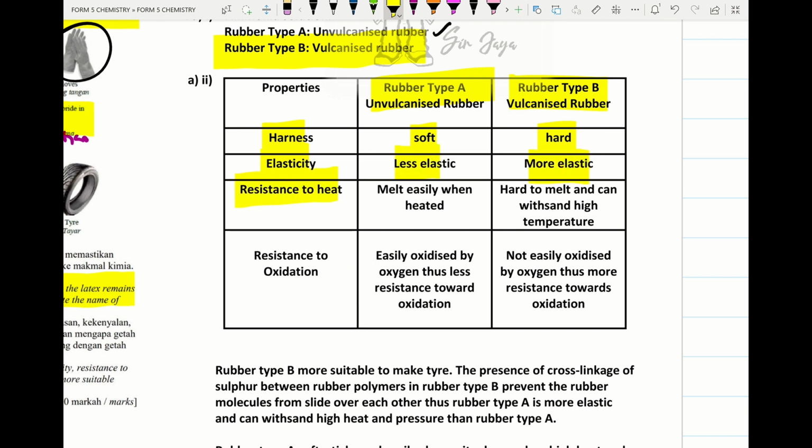Resistance to heat: rubber type A melts easily when heated. Rubber type B is hard to melt and can withstand high temperature because it is vulcanized rubber. Resistance to oxidation: rubber type A, unvulcanized rubber, is easily oxidized by oxygen, thus is less resistant to oxidation. Rubber type B is not easily oxidized by oxygen, thus more resistant towards oxidation.